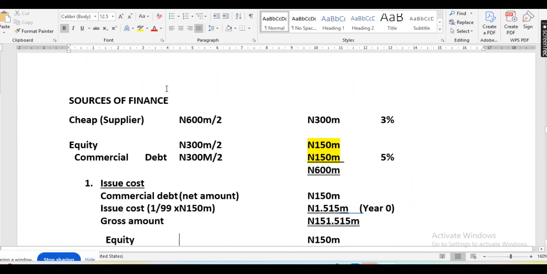Can you see it? The cheap loan is 3%. The commercial loan is what? How many percent did you save for you to say you want to go for the cheap loan? You saved 2%, right? Is this 2% of the amount that you save? Is 2% of the 300 million, because that is the cheap loan. That is what you save.